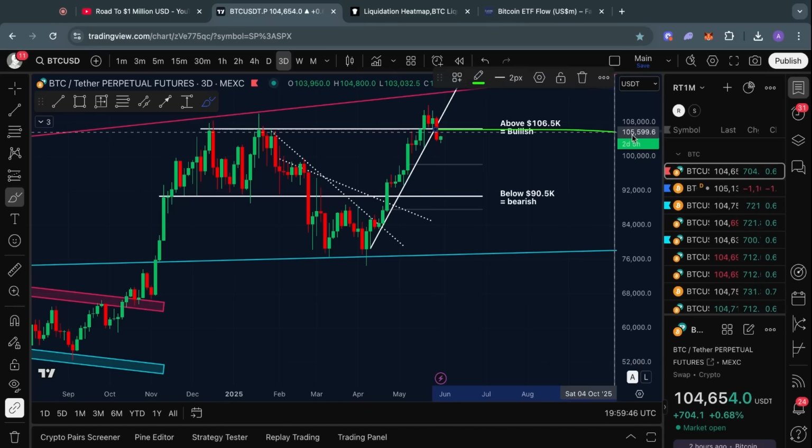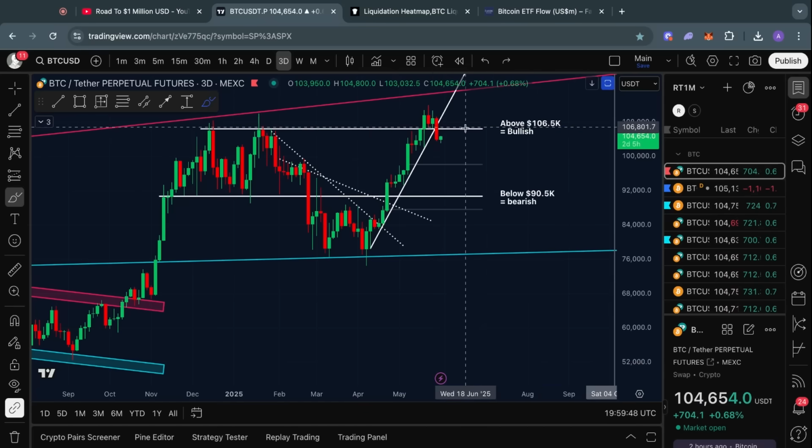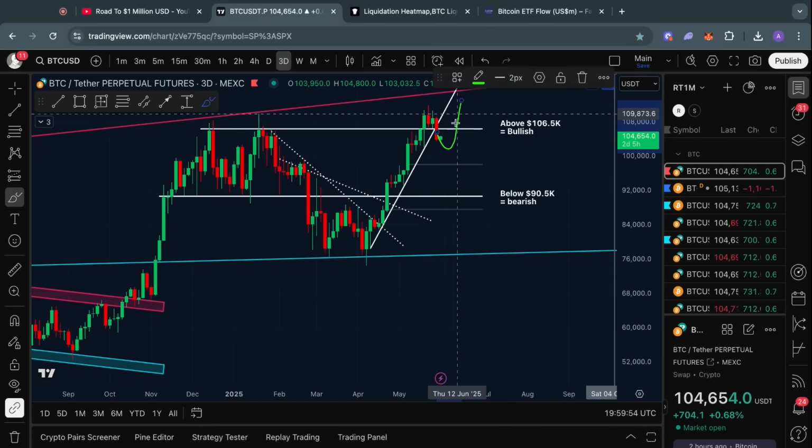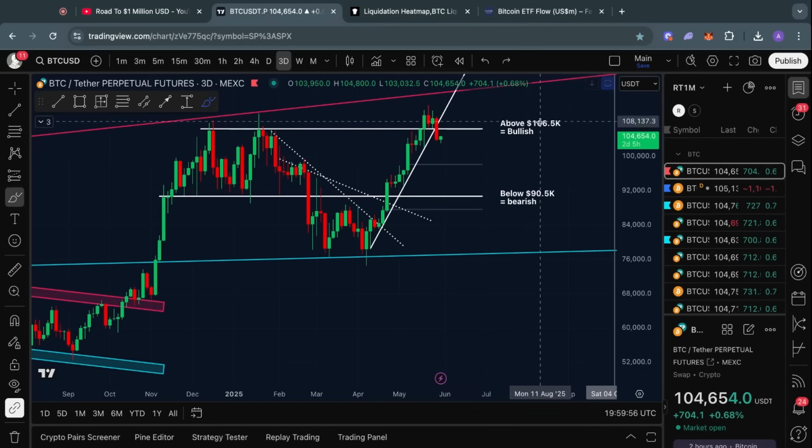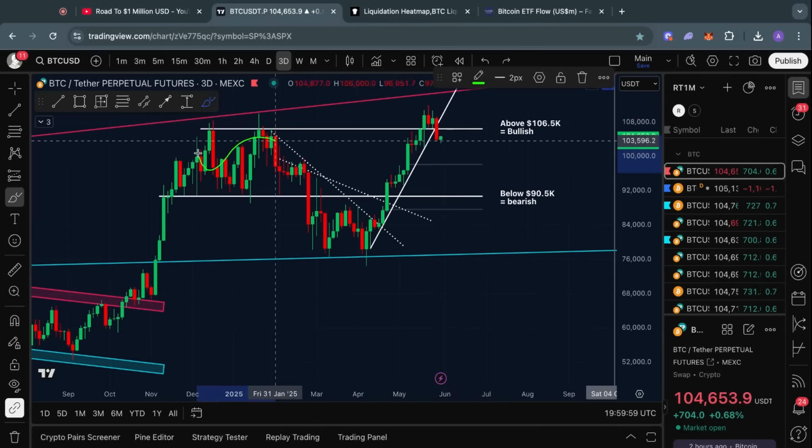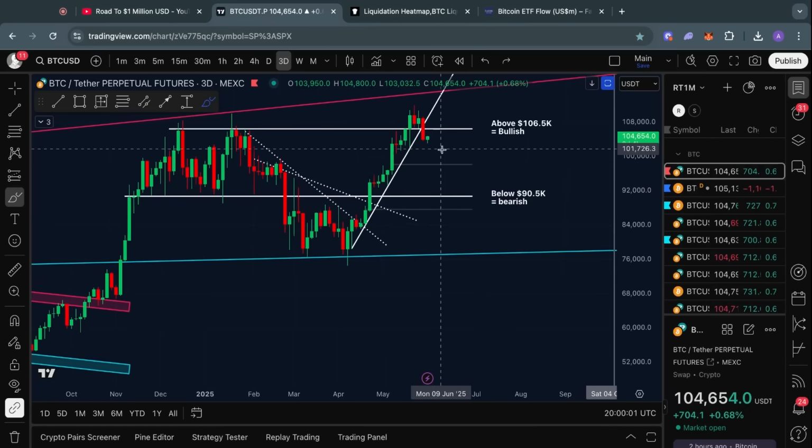Now, of course, I'm not one for these really long-term predictions. For me, it really doesn't matter. And if, for example, tomorrow we break above 106K once again, then I will just flip bullish and we continue riding this move to the upside. But either way, this range is something critical that I am paying attention to.